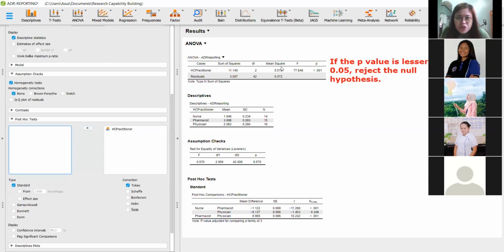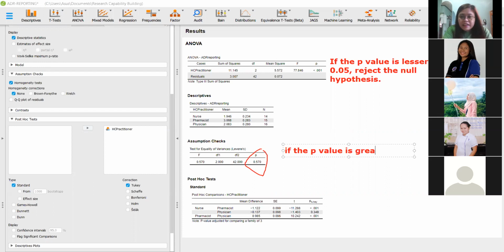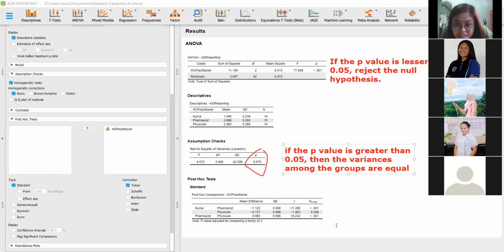Okay? So for this one, assumption checks, you just have to check if the assumption is fulfilled, because this is a parametric test. This time it's the test for variances. Our decision rule for this is, they are reversed, if the p-value is greater than 0.05, then the variances among the groups are equal. Just like this one, the p-value is 0.570. It's greater than 0.05, so the variances of the groups are equal. That satisfies the parametric assumption. Okay? So it was right that we used ANOVA.